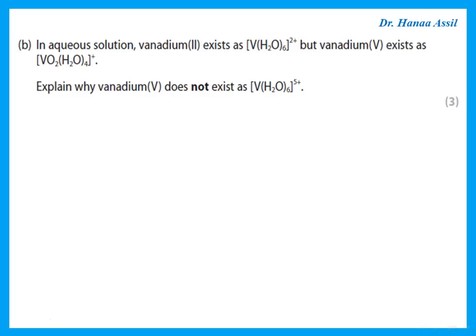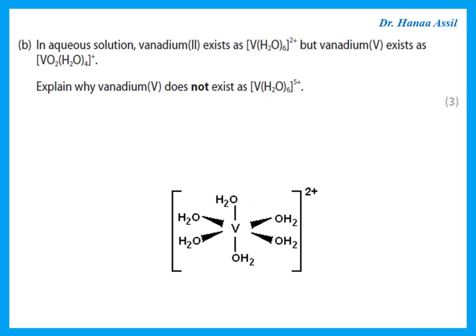In aqueous solution, vanadium(II) exists as V with 6 water around it, but vanadium(V) exists as VO2+ with 4 H2O around it. Explain why vanadium(V) does not exist as V with 6 water around it. So he's telling me if it is vanadium(II), V2+ would look like this. V2+ has 6 water molecules complexed to it.